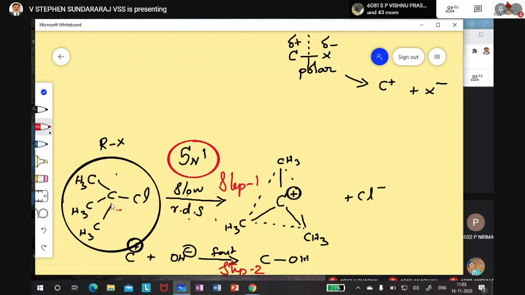But that means OH minus is not involved at all. In the slow step, the rate determining step, only the alkyl halide alone is involved. Therefore, it is unimolecular, and it will take place in 2 steps. And remember that here bulky groups will be attached to the carbon to be attacked, the carbon in which halogen is attached. SN1, 2 steps, bulky groups will be attached. Therefore, it will go for SN1. Like that you remember. Okay, that's all right.